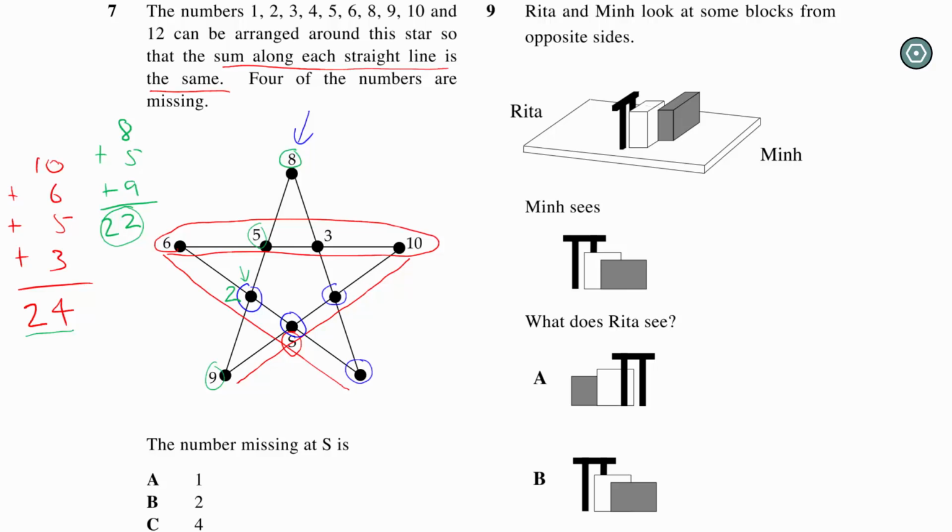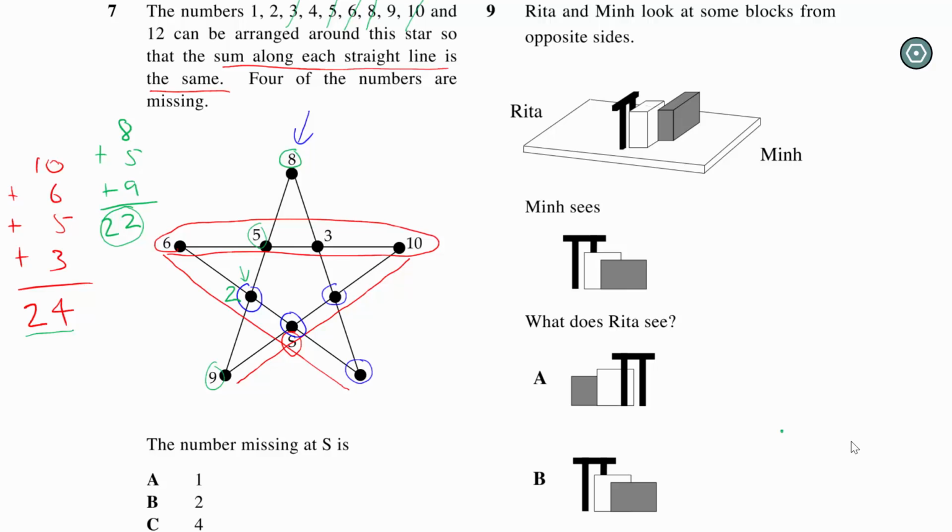Now, the question says the numbers 1, 2, 3, 5, and so on can be arranged around this star. So what we have to do now is eliminate the numbers that are already on the star. We'll start at the top, so we've got 8 at the top, so I'm going to cross out 8, since we cannot use that number again. Next, we've got 6, 5, 3, and 10, so we'll cross them out as well.